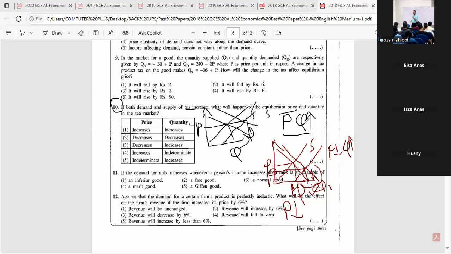Now what is common in these two conclusions? Increasing quantity. If they change equally, price is constant. If they have not changed equally, price will change. So we can say confidently only the quantity, not the price. So the answer is: price indeterminate, quantity increases. The fifth option is the correct answer.